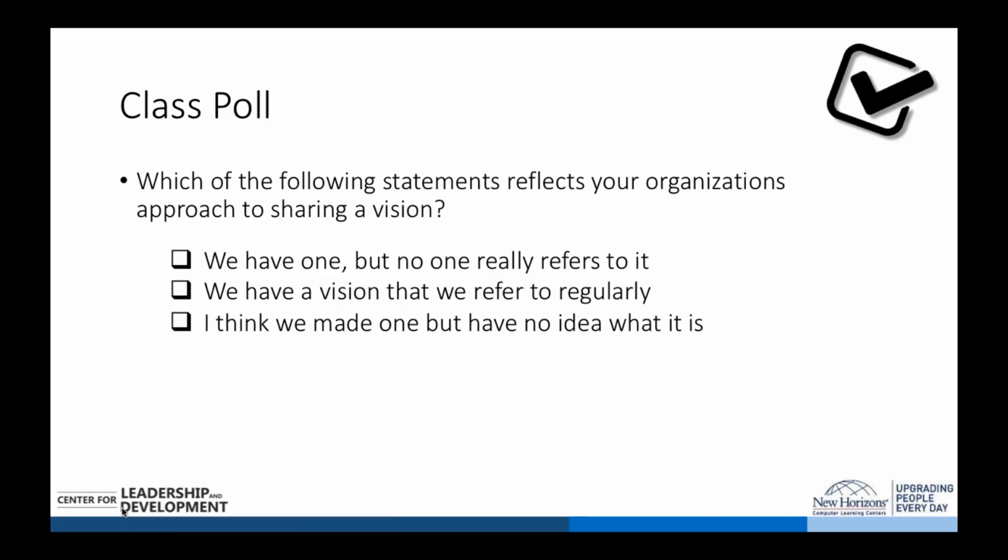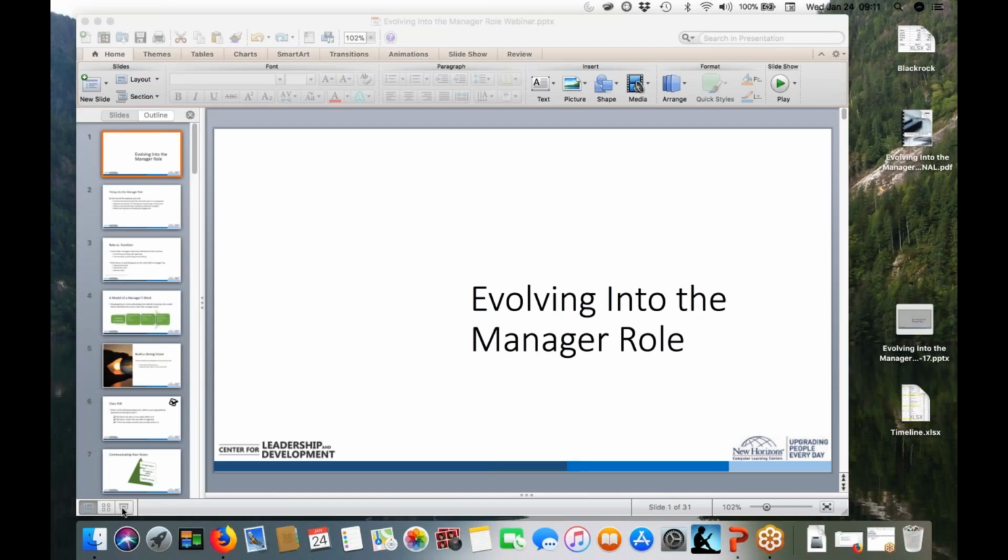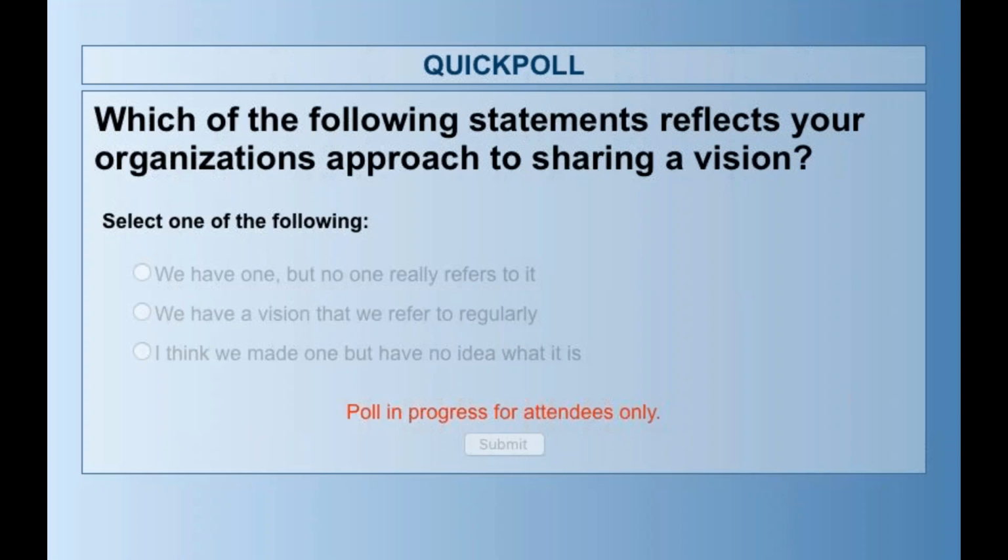So what I want to do is just take a quick stop here and go into a class poll, Kelly. So if you could just take a look at this statement and choose which of these three statements really fits your environment.